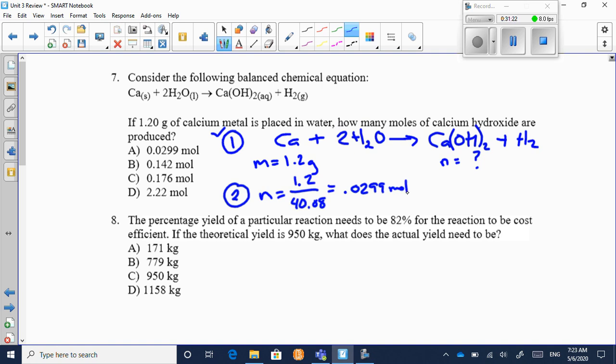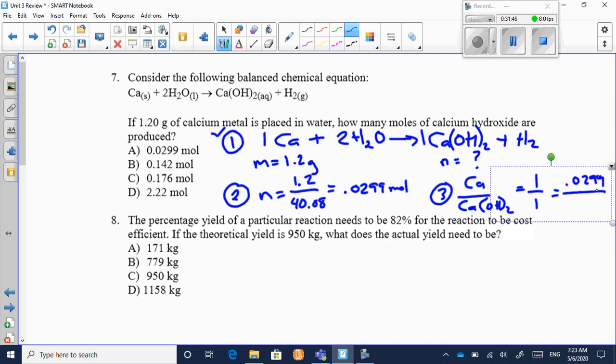Well, this is kind of an easy one as well, because step number 3 is to do the mole ratio. But you can see here that the ratio of calcium to calcium hydroxide is a 1-to-1 ratio. Look at that. That's a really nice ratio, because if it's 1-to-1, you know that whatever the moles of the one are, it's going to be the same. So X here, in order to make those ratios the same, it's just the same number. So there you go. It's just A.